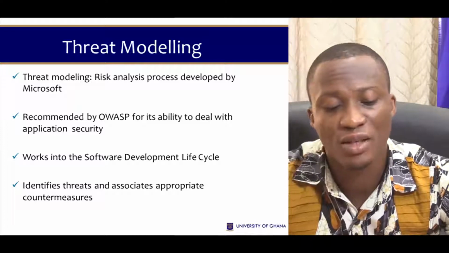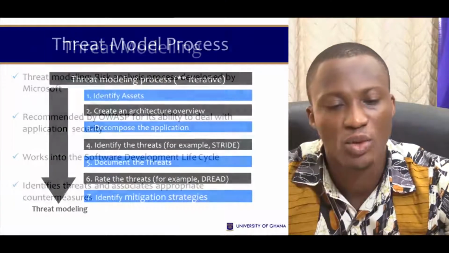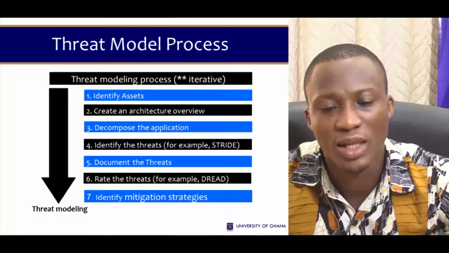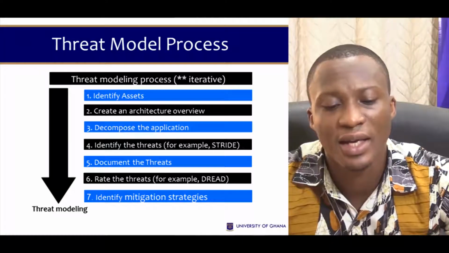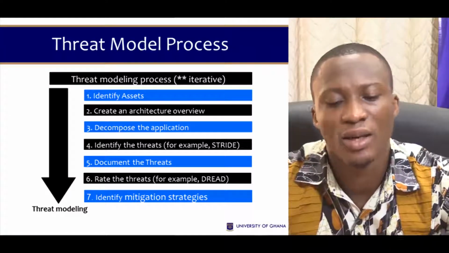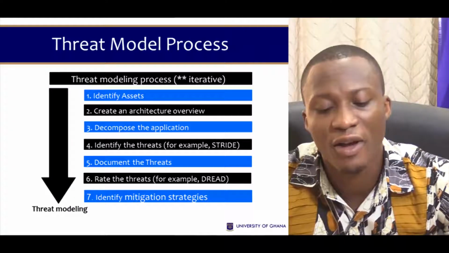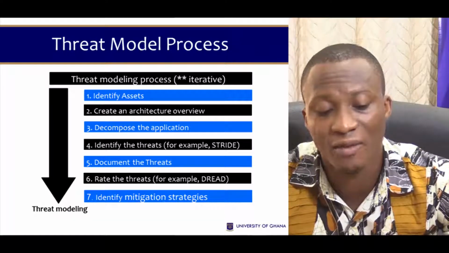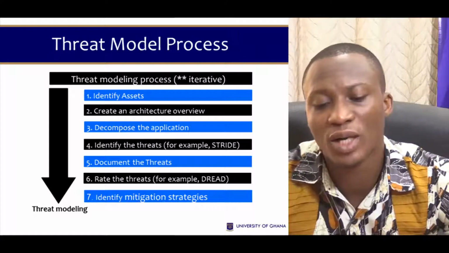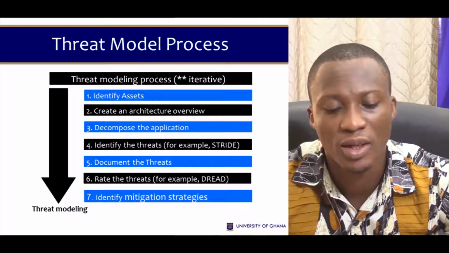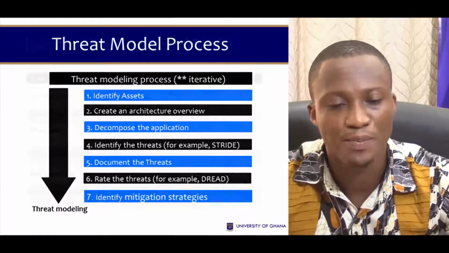It identifies threats and associates appropriate countermeasures to them. Now, this is a typical threat model process. So we have the identity, asset, we compose the application, document the threats, then identify mitigation strategies. There are 7 of them. At identify the threats, we can use the STRIDE strategy, and rating the threat, we can use the DREAD strategy.